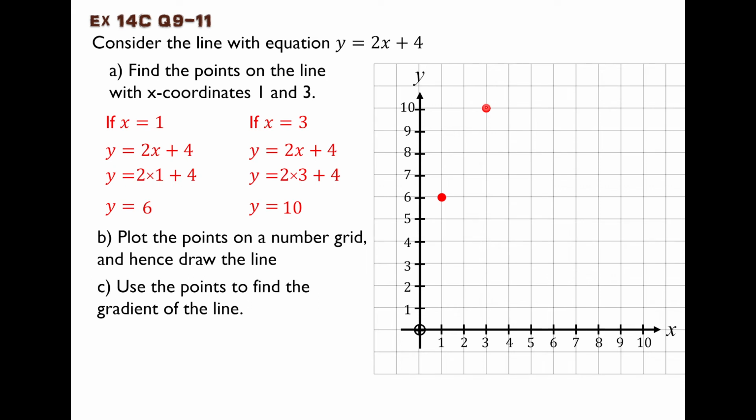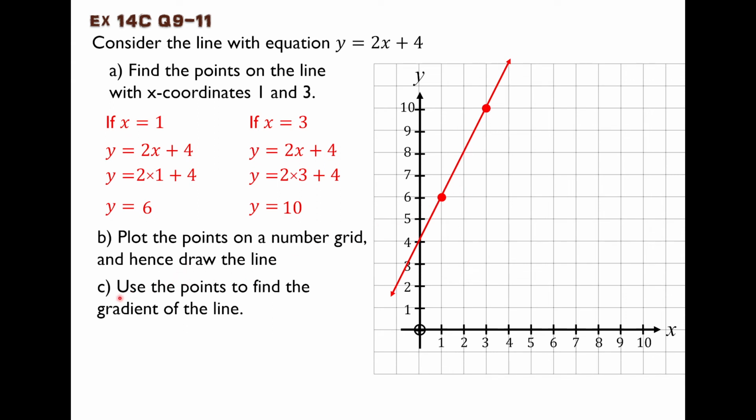So I've plotted the points on a number grid, which is a Cartesian plane. Hence, draw the line. Hence means using what you've just done. So I've plotted these, using that, let's draw a straight line between them. It's important that your straight line is very neat, very straight, and goes exactly through the center of these dots.